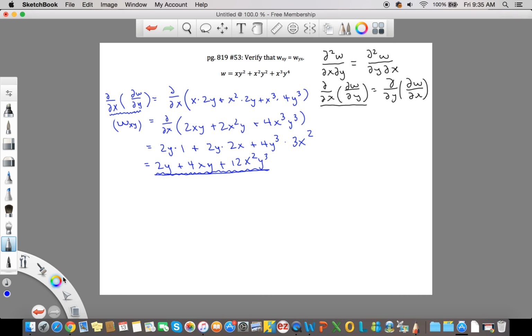Okay. So that's the first part that we're verifying. The second part is we want this expression right here to equal w of yx. Alright, so let's do that. And remember, we said that's a d dy of dw dx. So we're going to write that out.